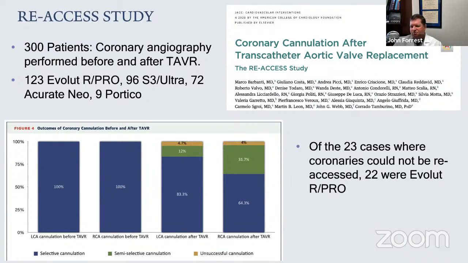But I think it does speak to the fact that, with the Evolut valve coming above the sinuses, you're going to have more difficulty engaging it. And interestingly, the right is often going to be more difficult than the left to engage. And that was shown here nicely.